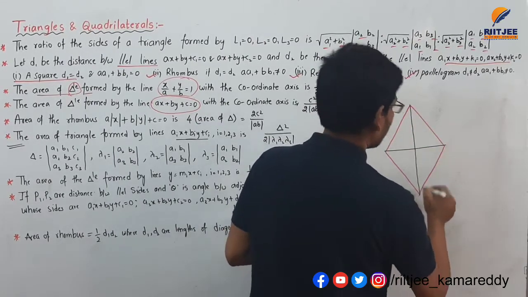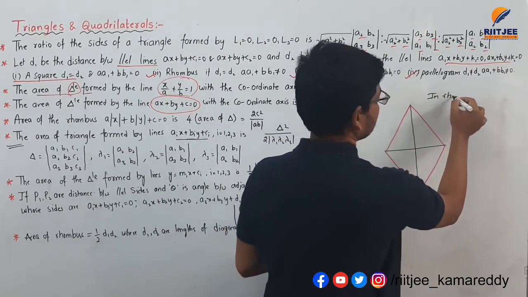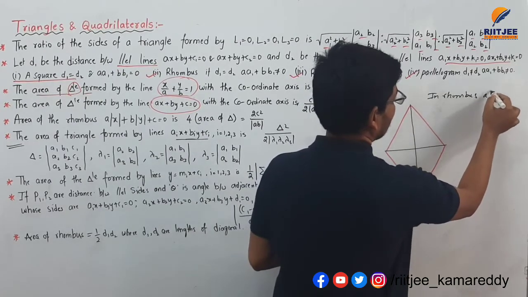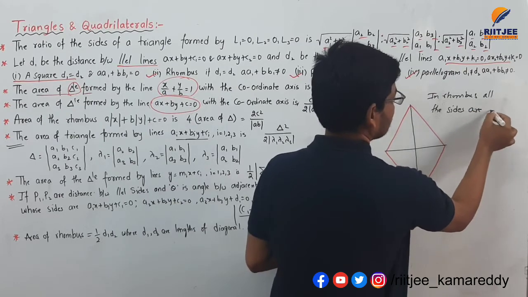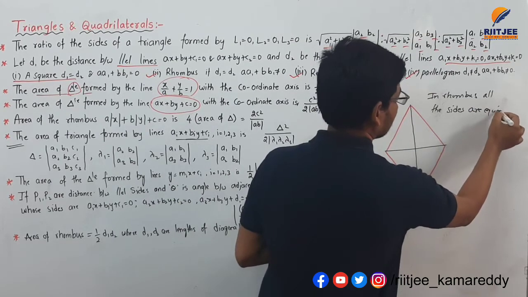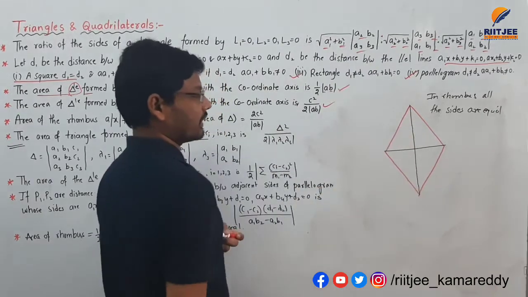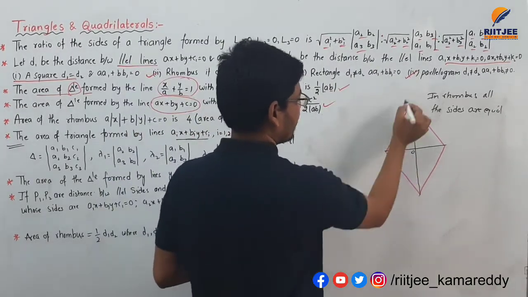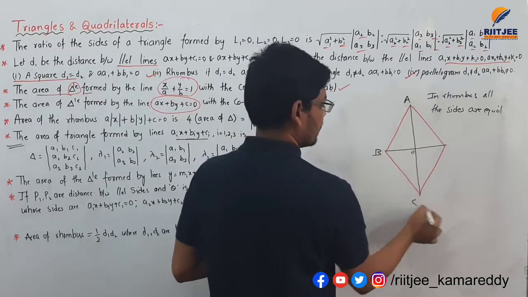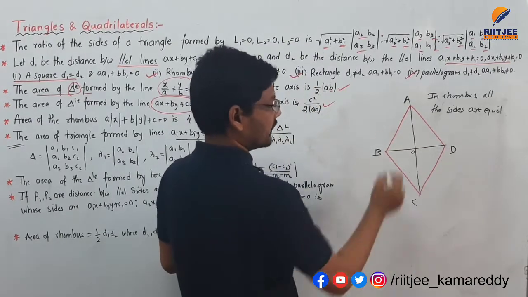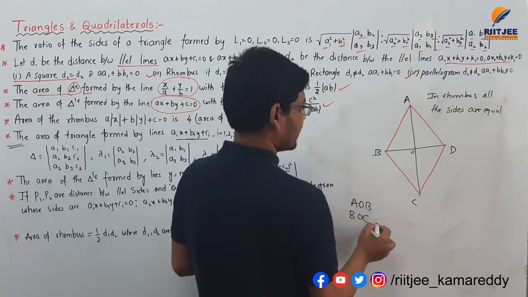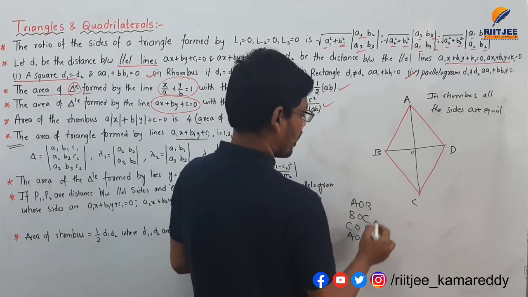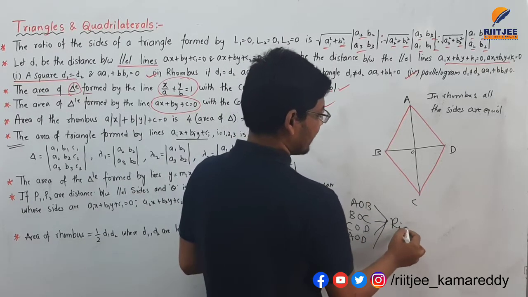So in a rhombus all the sides are equal. This is the intersecting point O I am taking. This is A, B, C, D. If you observe this figure, A, O, B and B, O, C and C, O, D and A, O, D are all right angle triangles.